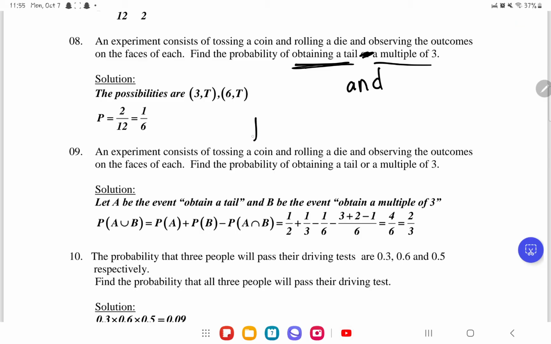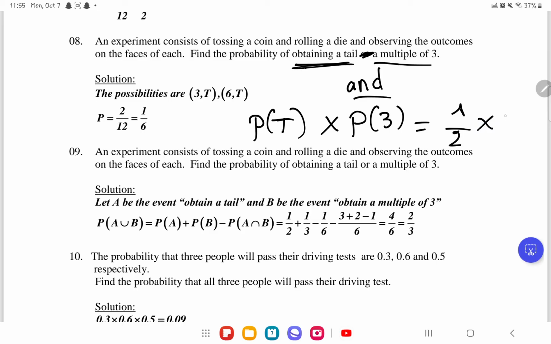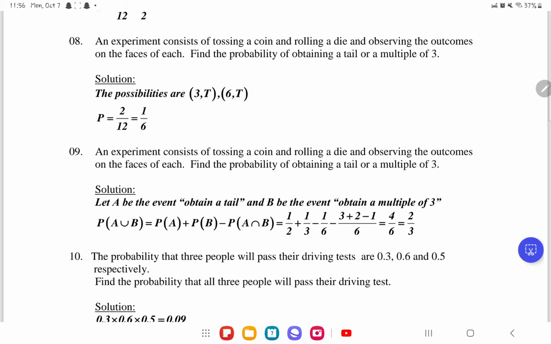So to do that, we need the probability of a tail, and in math "and" means times, and then the probability of a multiple of 3. So the probability of a tail is 1 over 2, and "and" means times. The probability of obtaining a multiple of 3 is 2 out of 6, and then on the calculator, if you do it, you will get 1 out of 6.